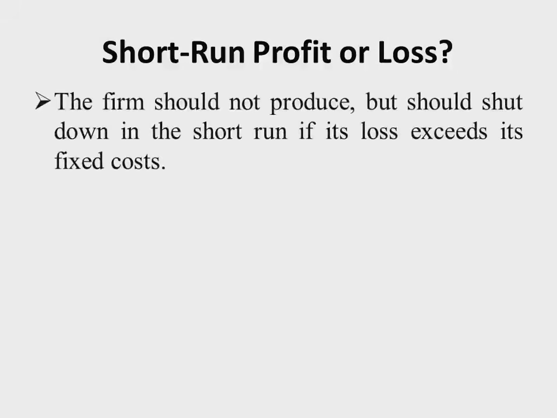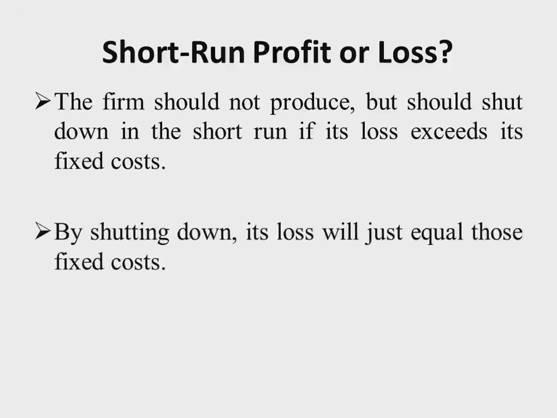Let's continue with short run profit or loss. So the firm should not produce, but should shut down in the short run if its losses exceed its fixed cost. Now, it can only exceed its fixed cost if it is also not covering the variable costs, and as such, the firm should shut down.